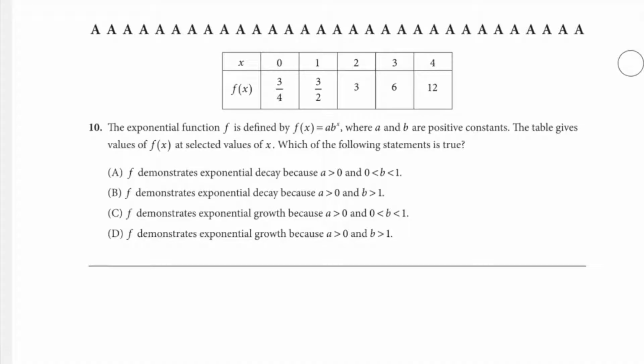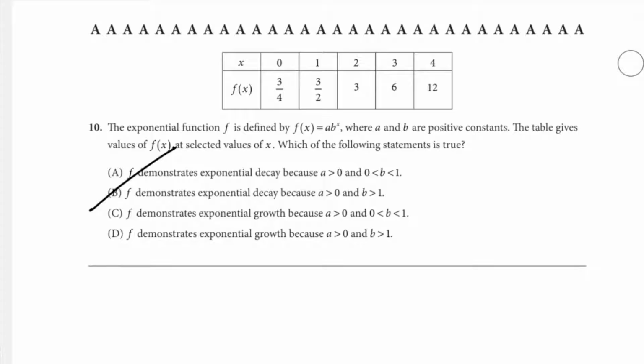A times b to the x, where a and b are positive constants. The table gives values of f. Which of these statements is true? Okay, I'm going to have to say that it's exponential growth. The f is getting bigger. So it's definitely not exponential decay. As x increases, f of x is also increasing. That would be exponential growth.